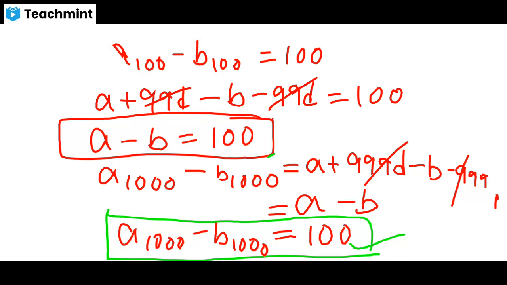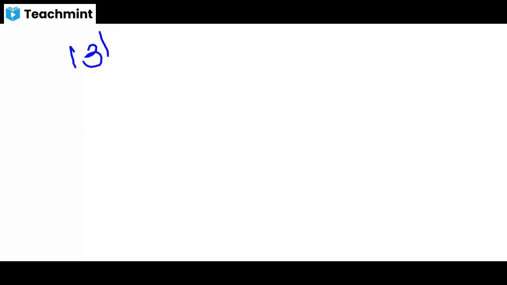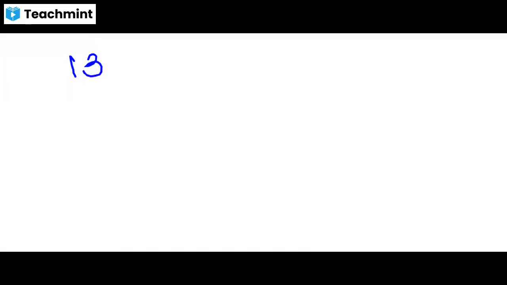Next, we'll move on to the 13th question. Now, what is given in the 13th question? How many 3-digit numbers are divisible by 7? So, 3-digit numbers divisible by 7.